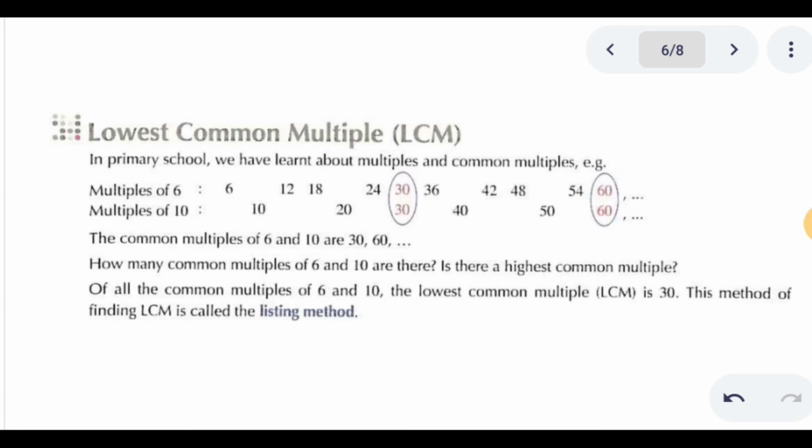But this method, which is called the listing method, is quite laborious and can easily be applied only to small numbers. To find the LCM of larger numbers, we have to find some other easy method, which we are going to do in the next section of our video.